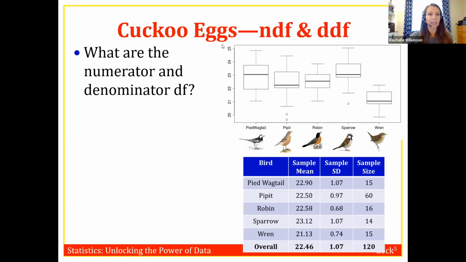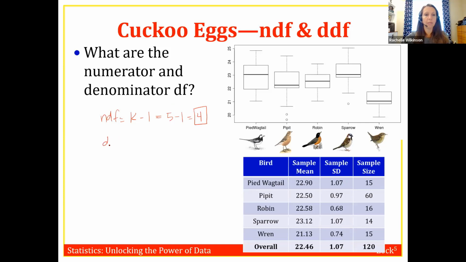So next thing we're going to look at is the numerator and denominator degrees of freedom. So remember, I'm not going to ask you to compute the F-statistic by hand, but I will ask you to compute the degrees of freedom. So for our degrees of freedom, the numerator degrees of freedom were equal to K minus 1. K is the number of groups that we're comparing. So how many groups are we comparing in this case? 5, exactly. So my numerator degrees of freedom will be 5 minus 1, which is 4. So I have 4 numerator degrees of freedom.